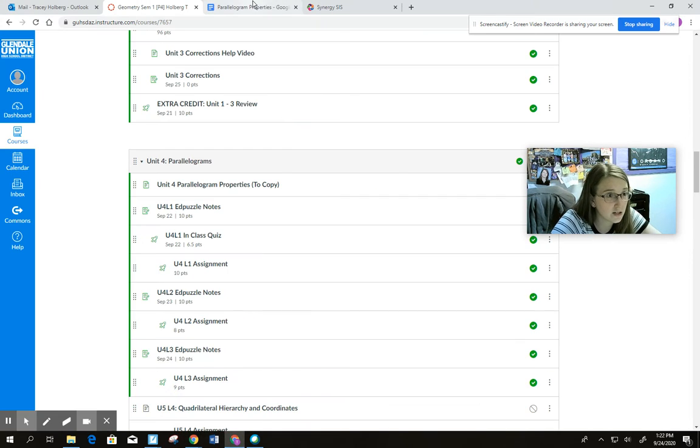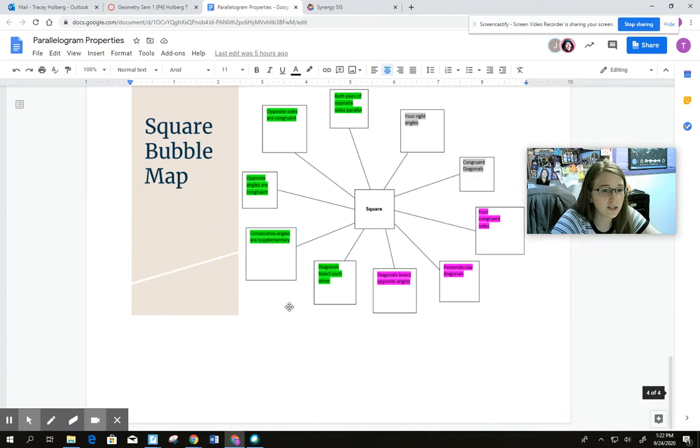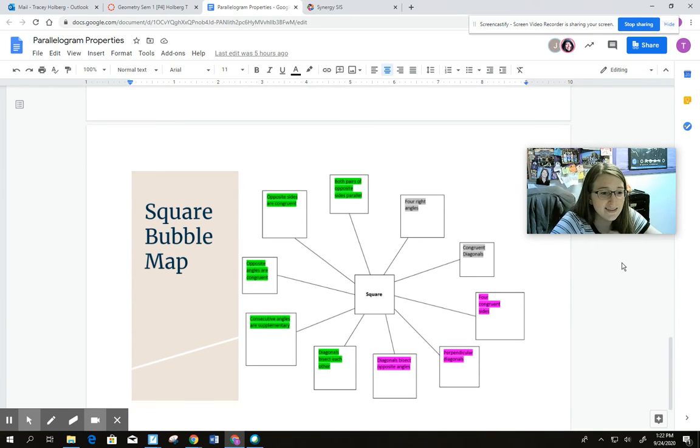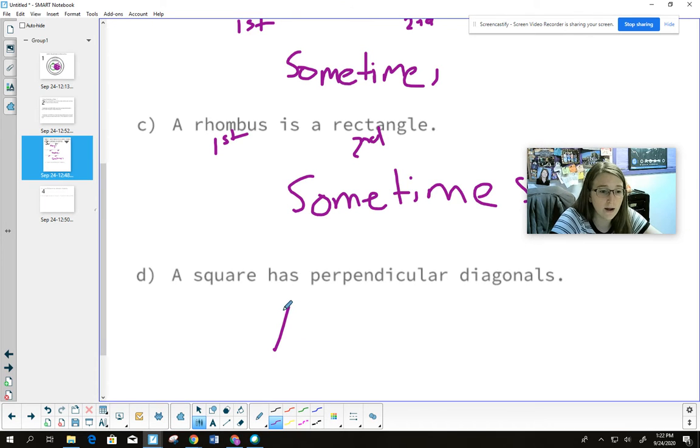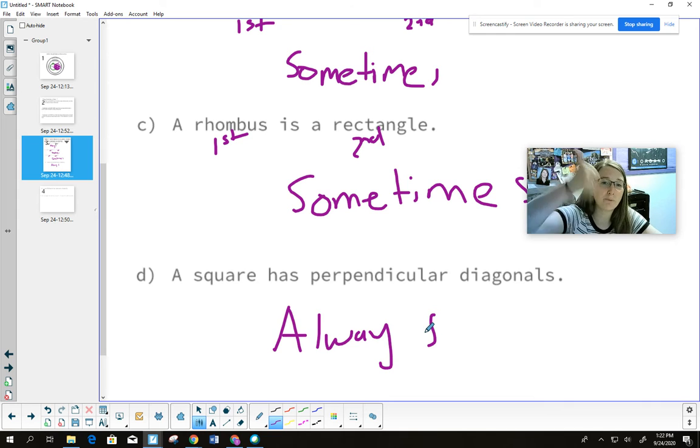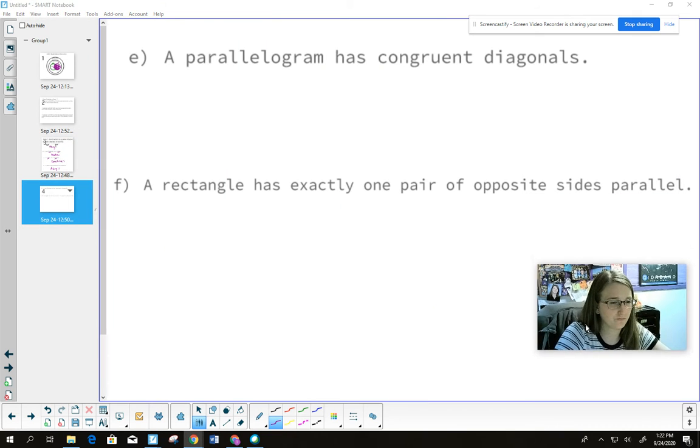Let's see. It's here. Let's look at square. Do we see the diagonals are perpendicular? Yes, we do, right here, perpendicular diagonals. So since this is a property of squares, our answer is always. It's listed under squares' properties, so that is always true. This is always a true statement. Let's try another one, though.